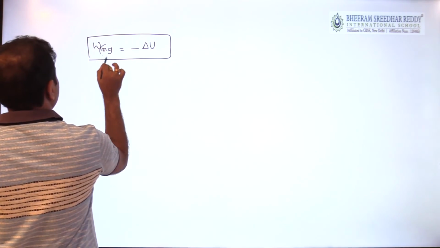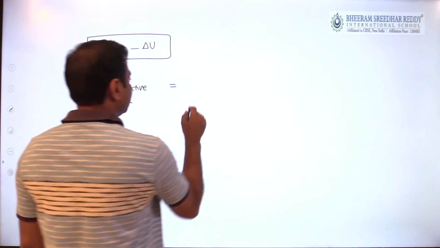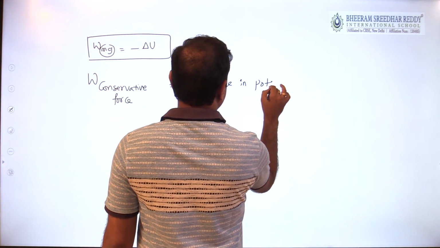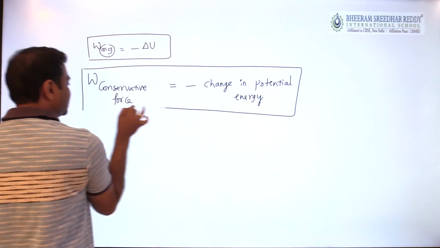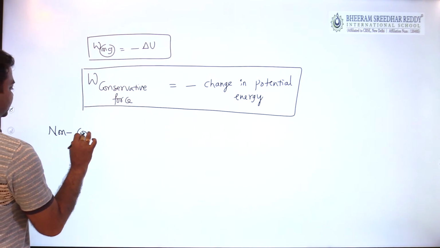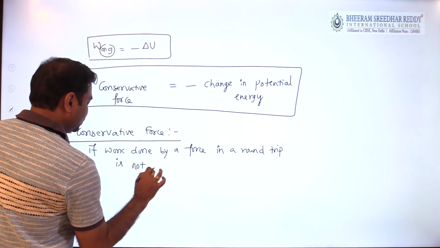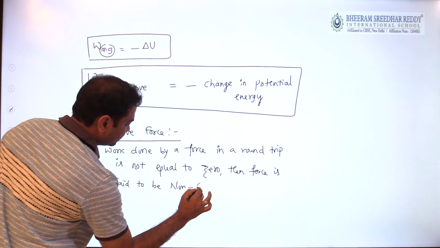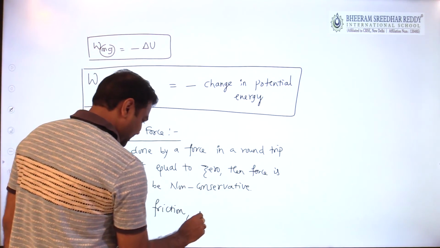Mg is nothing but a conservative force. So work done by a conservative force is equal to minus of the change in potential energy. This is a valid expression for any conservative force. Write down yourself what a non-conservative force is. If the work done by a force in a round trip is not equal to 0, then the force is said to be non-conservative. Examples are friction and all resistive forces.